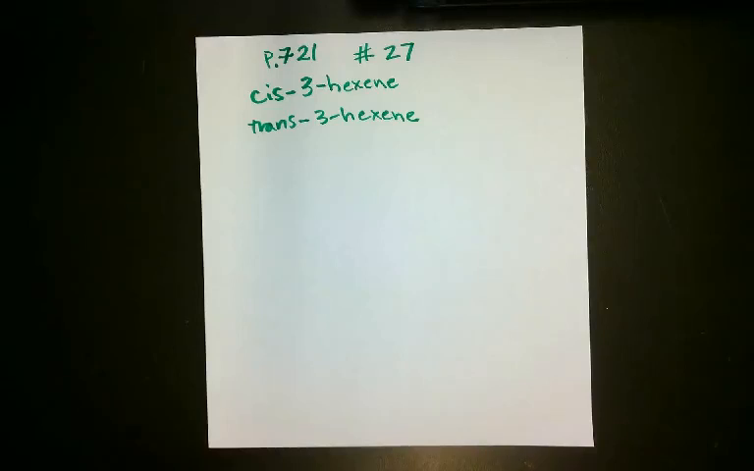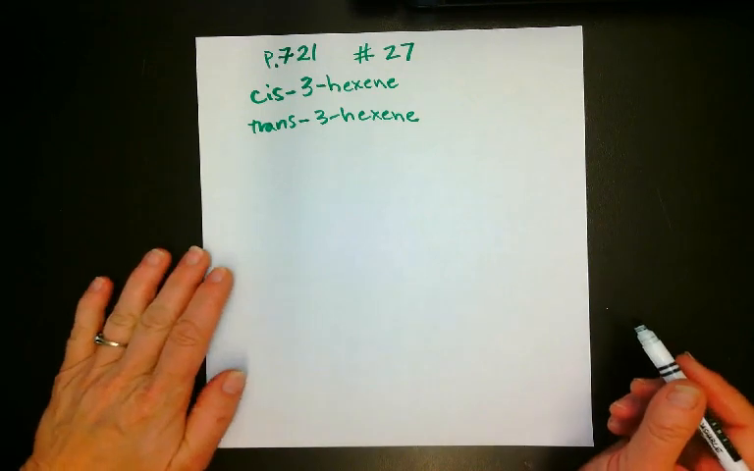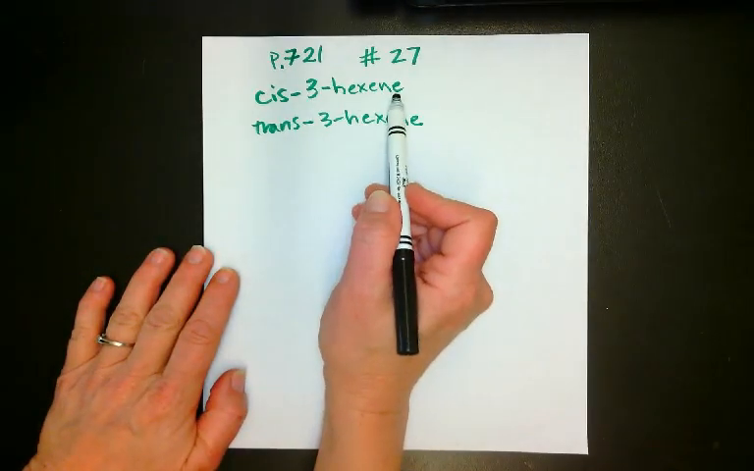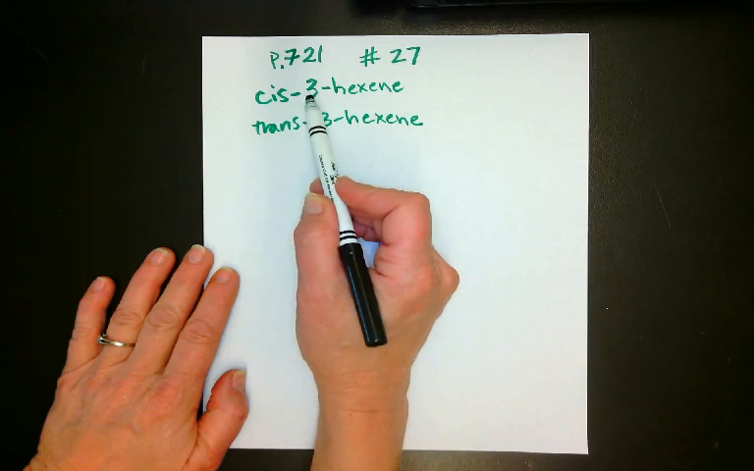Okay, so for cis and trans, you might think you're drawing the same molecule, but it has to do with a little bend and a twist. And I'm going to show you a model here in just a minute. So when you go to write this, start with hexene, so that's going to be 6 carbons, and on the third carbon is a double bond.